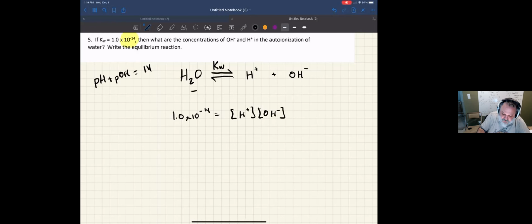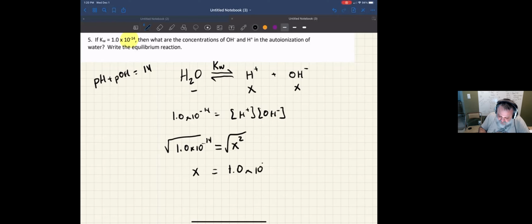Now, from our equilibrium concepts, we know that the stoichiometric relationship between H plus and OH as compared to water is 1-to-1. So that means the concentration of H plus and OH must be the same. And so we can say that X is the concentration of both of those. And so X squared equals 1.0 times 10 to the negative 14. With that understanding, we can take the square root of both sides and we get X equals 1.0 times 10 to the negative 7.